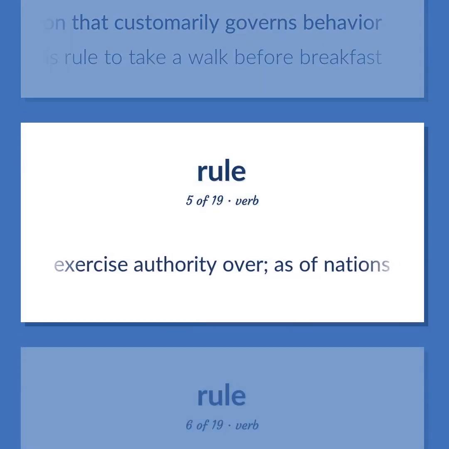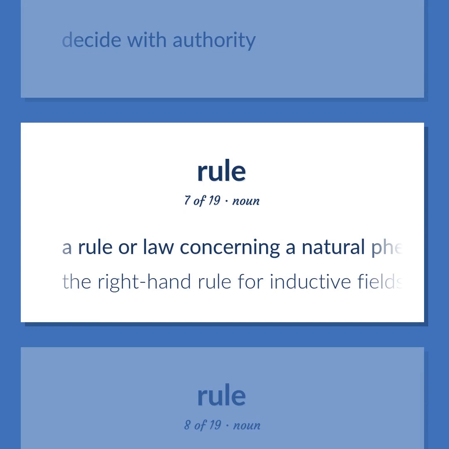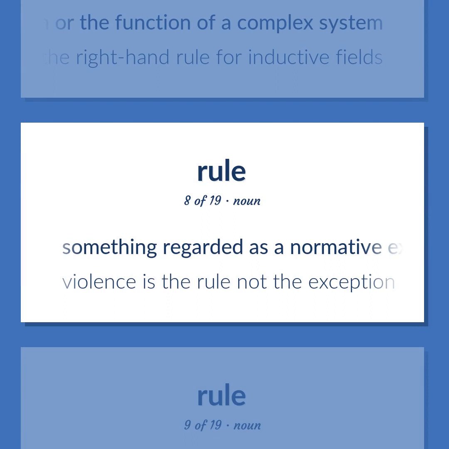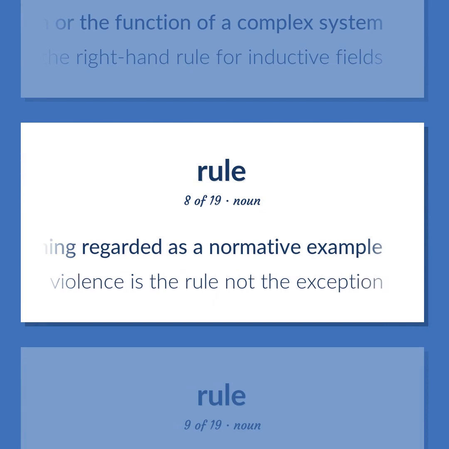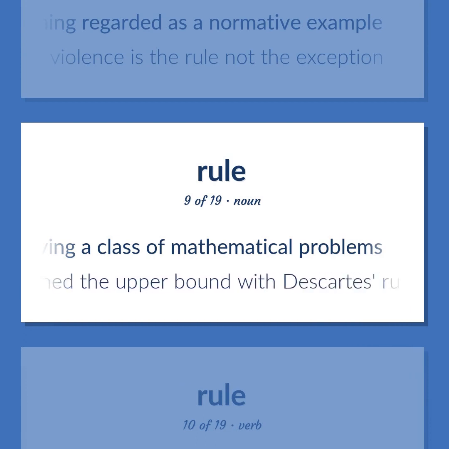Exercise authority over, as of nations. Decide with authority. A rule or law concerning a natural phenomenon or the function of a complex system. The right-hand rule for inductive fields. Something regarded as a normative example. Violence is the rule, not the exception. Mathematics. A standard procedure for solving a class of mathematical problems. He determined the upper bound with Descartes' rule of signs.